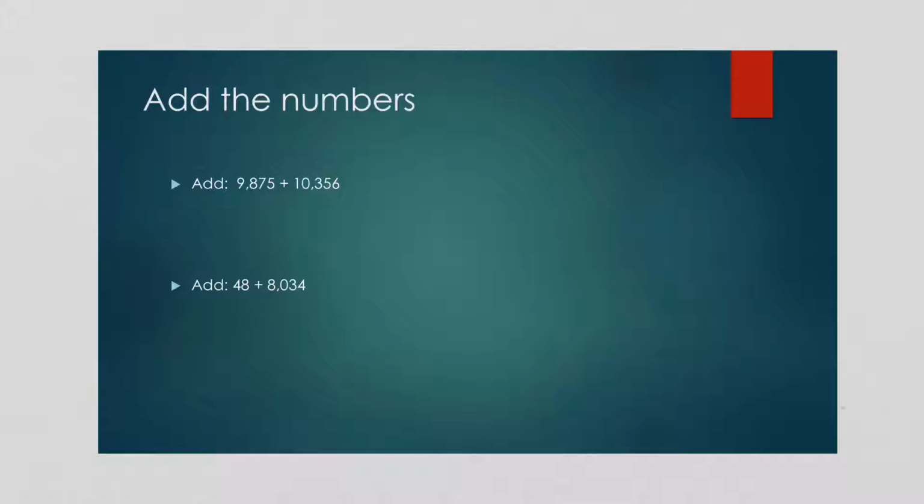Alright, so whenever you add numbers together, you line up your ones, you line up your tens, you line up your hundreds, you line up your thousands, you line up your 10,000s. And I tend to put my bigger or my longer number on top. So 10,356, and below that I'm going to line up my thousands, 9, 8, 7, 5. And now we just add each column starting with the ones.